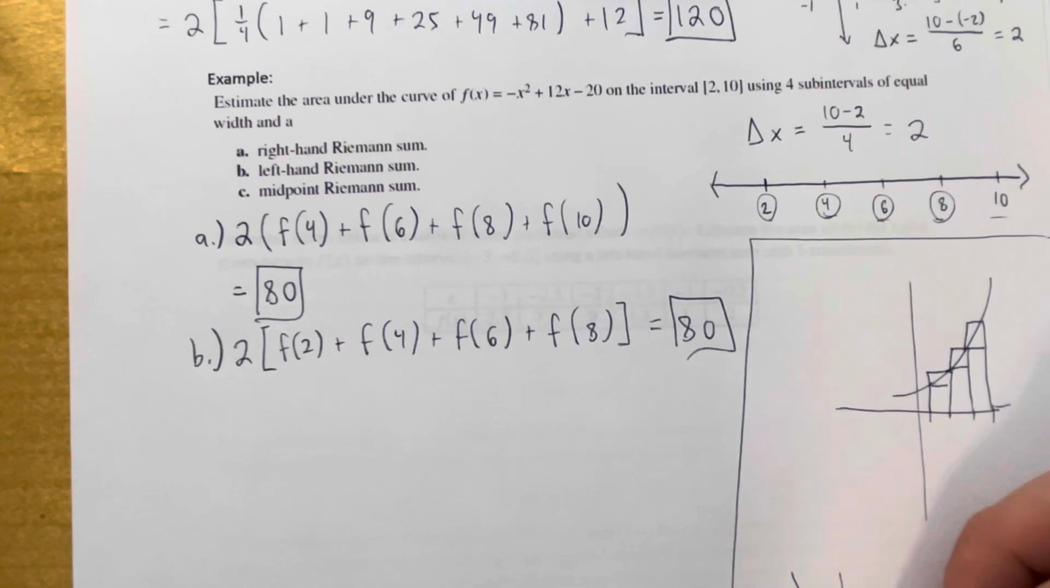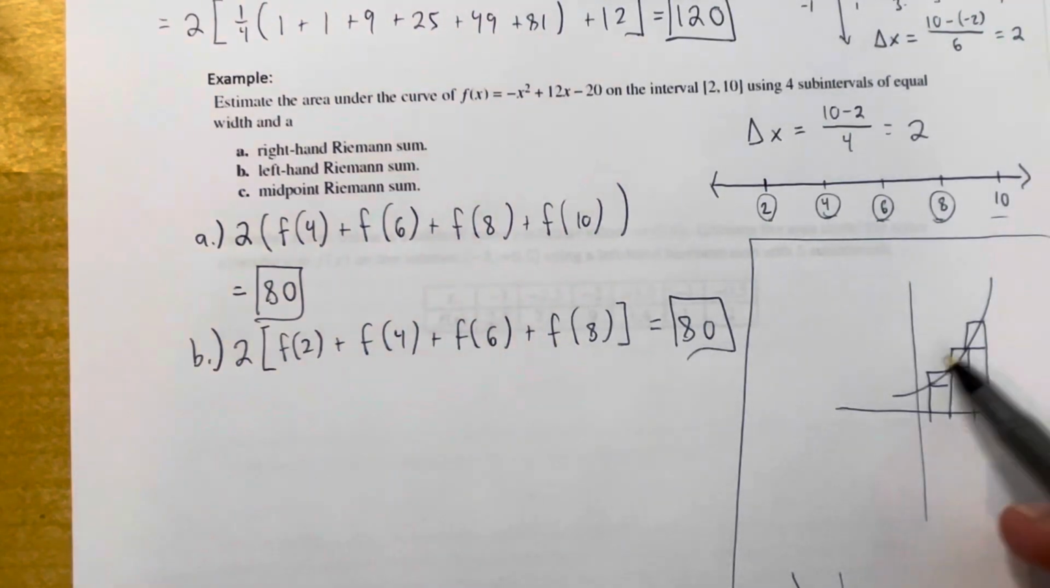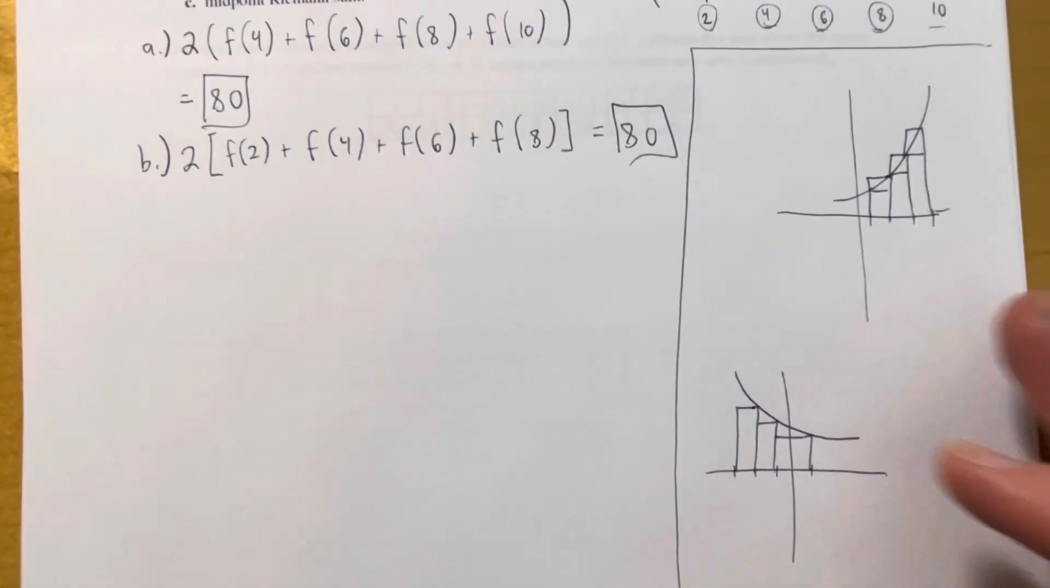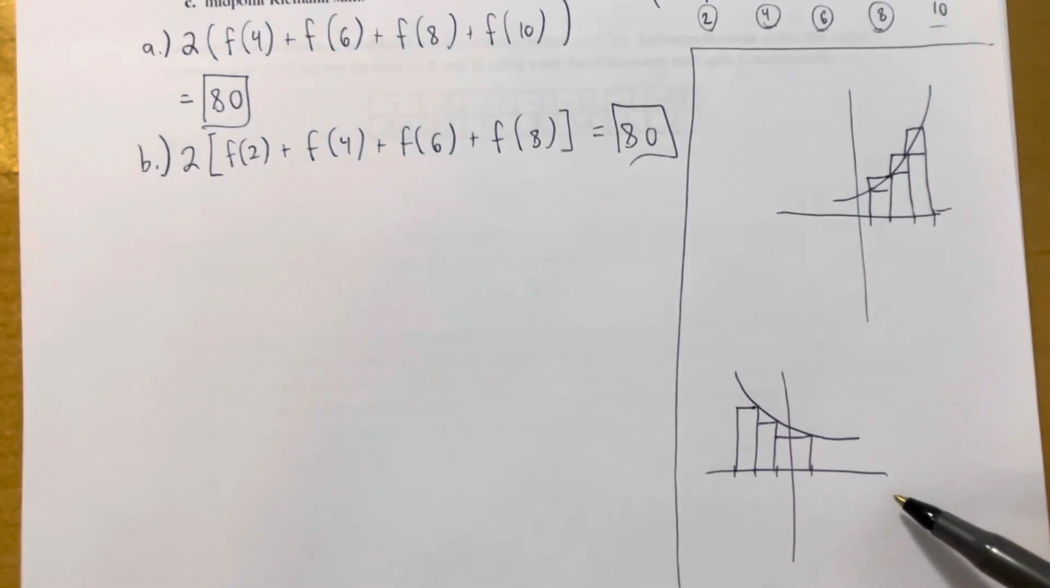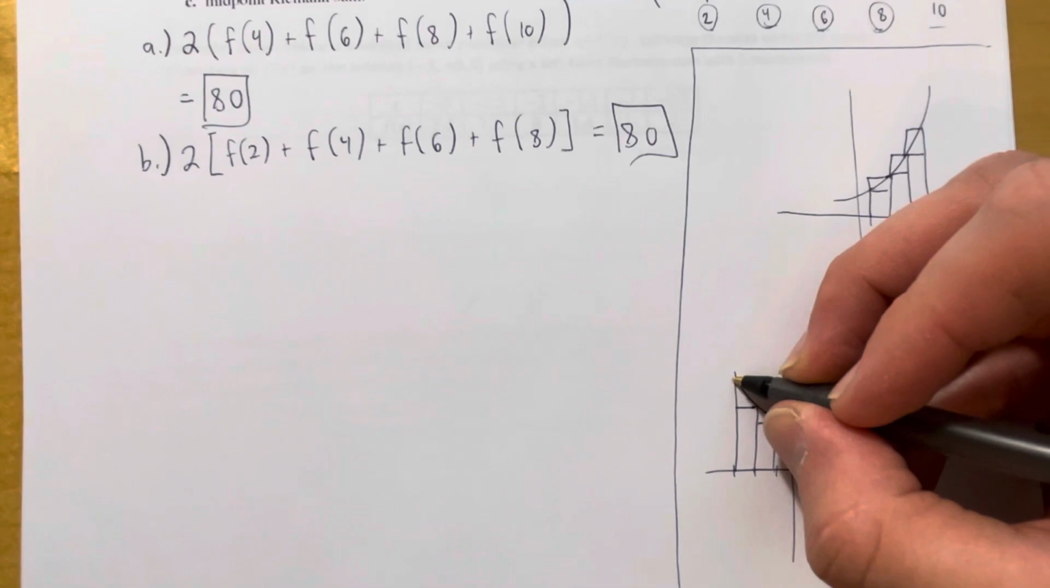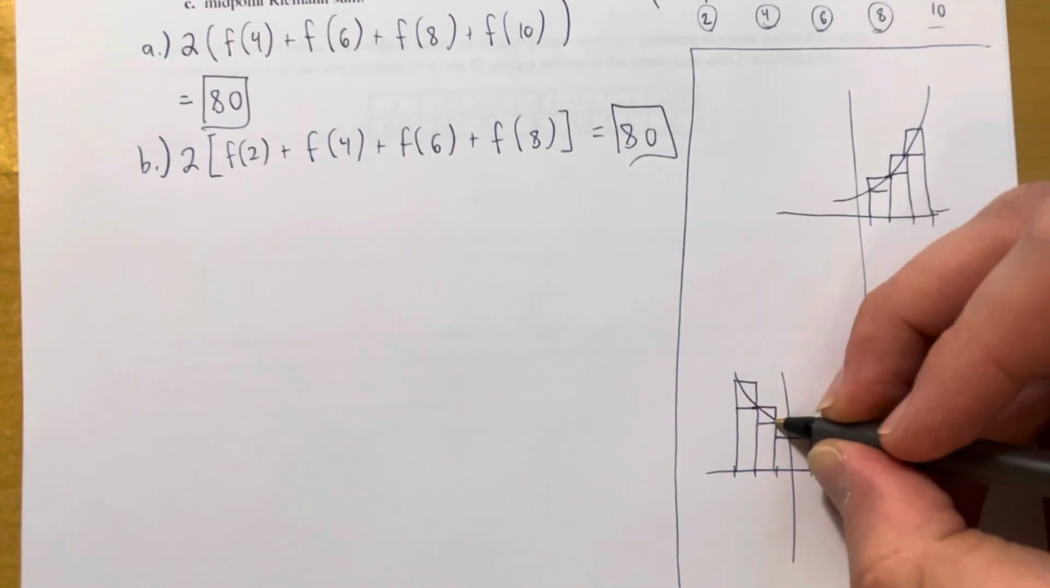What if I have a function like this? Well, now, look at what happens. If I use right endpoints this time, suddenly I have underestimates, right? So it's not just about whether it's a right endpoint or a left endpoint. It's about whether the function we're using it on is an increasing function or a decreasing function. Because in this case, left endpoints would actually give me overestimates instead of underestimates.